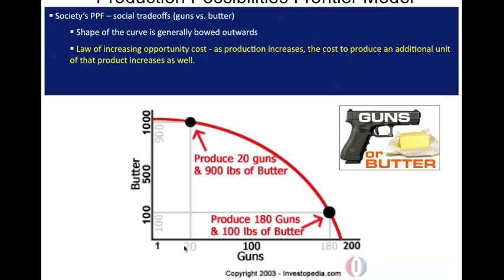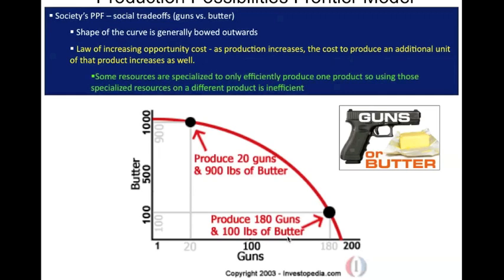Again, as I produce more along this axis, I have to continually give up more and more and more of this axis. Just think of it as I'm taking the resources that I would usually use to produce butter and I'm putting them towards guns. Another way of thinking about it is that sometimes our resources are more geared towards one thing versus another in an economy. It's just the way things work. So some resources are specialized. In this case, we're more specialized towards consumer goods versus military goods, the classic example of guns and butter.